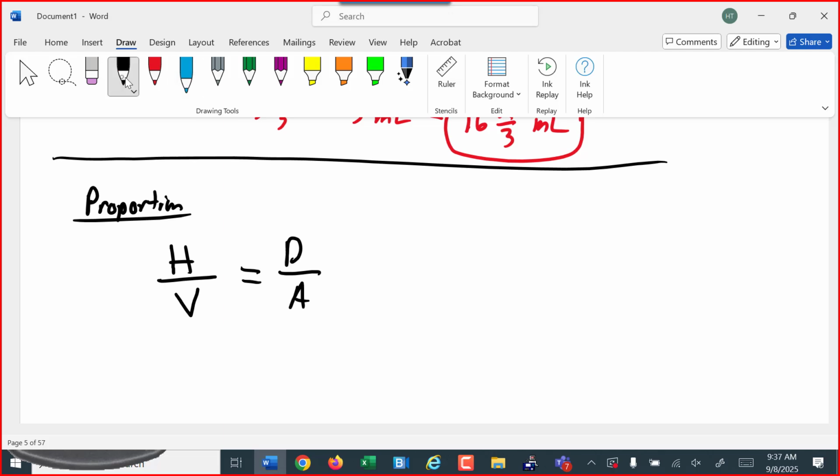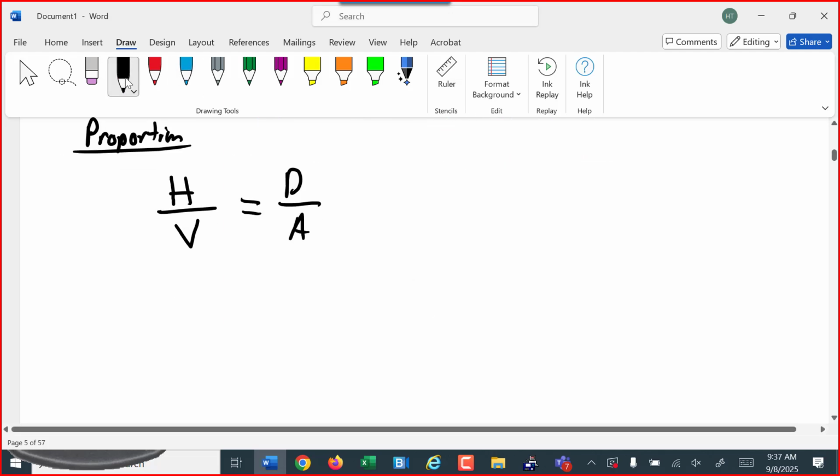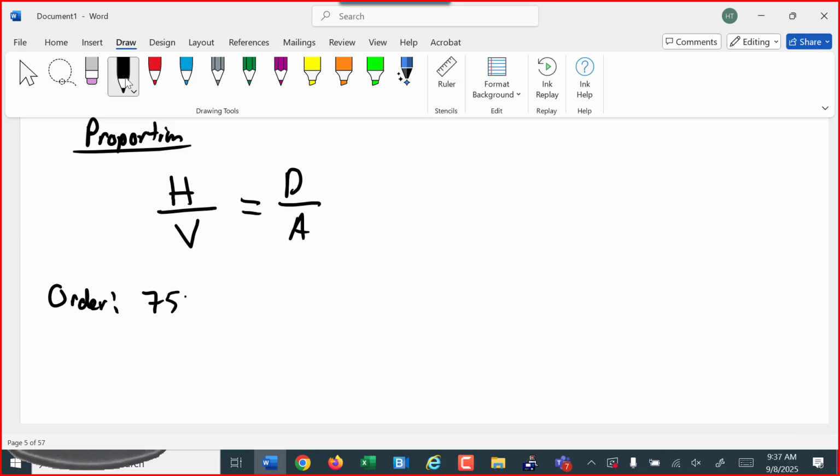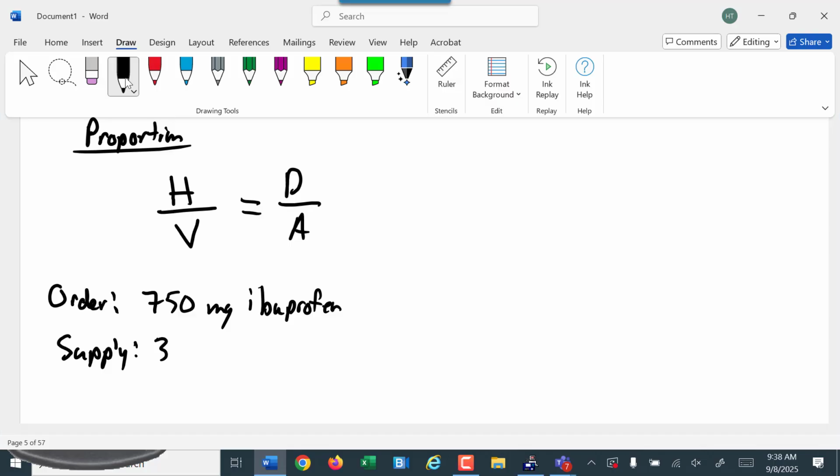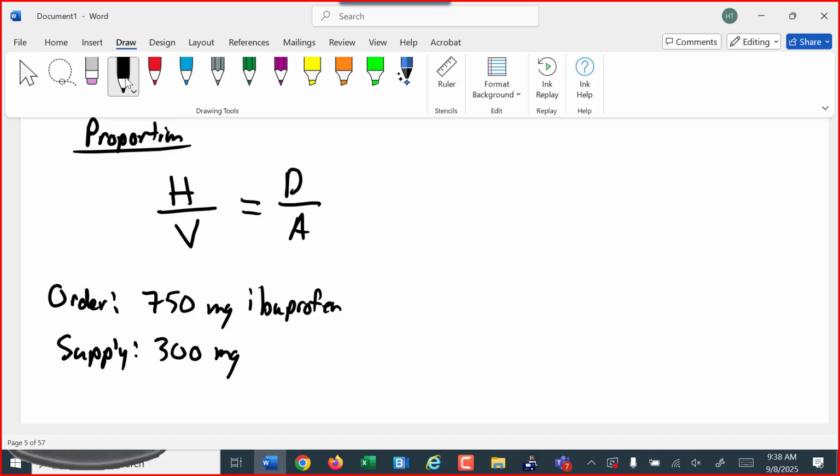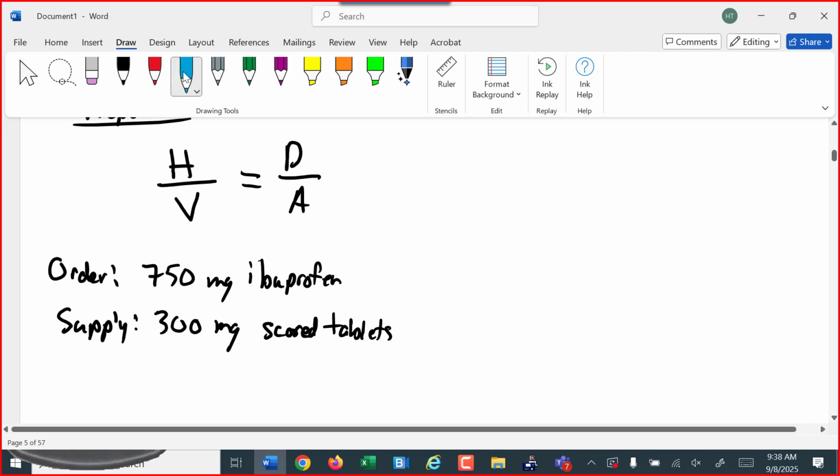So if I'm looking at some of the same examples I've just done, if I have an order for 750 milligrams of ibuprofen, and a supply of 300 milligrams scored tablets, so my on-hand dose is the 300 milligrams.